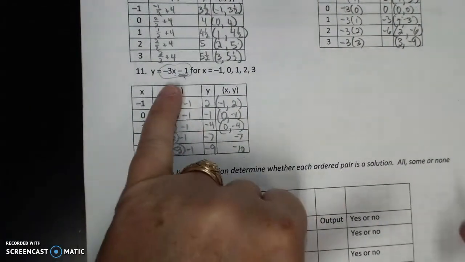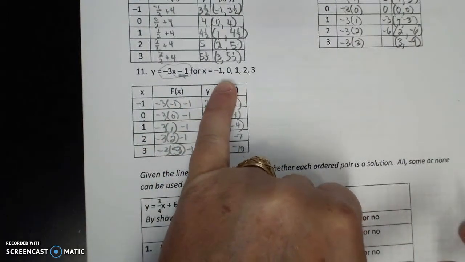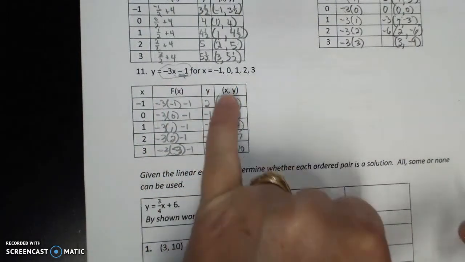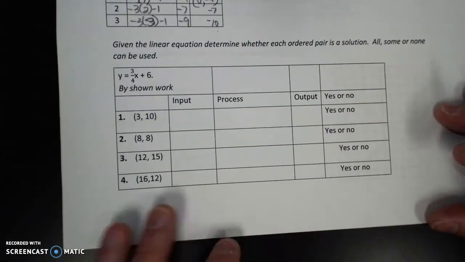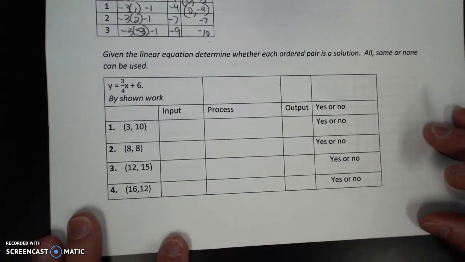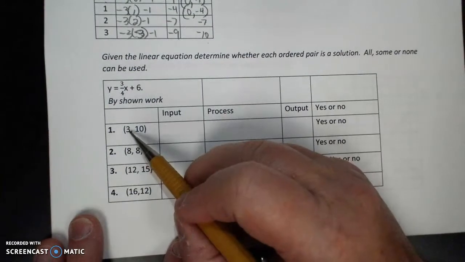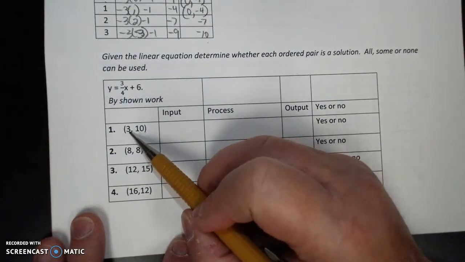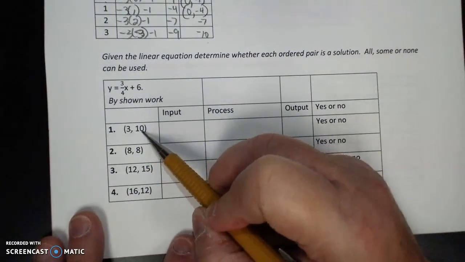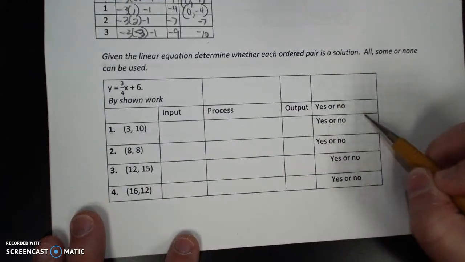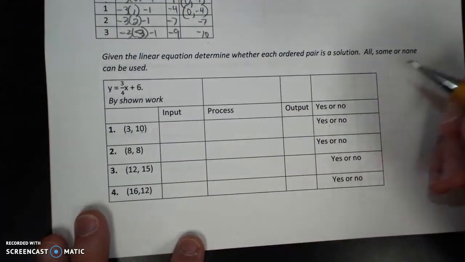Okay, given function and inputs, find outputs. Now we're going to see if these work. So this is what somebody has done. They said, hey, I inputted 3 and I outputted 10, and you're going to either say yes or you're going to say no about whether they were right.